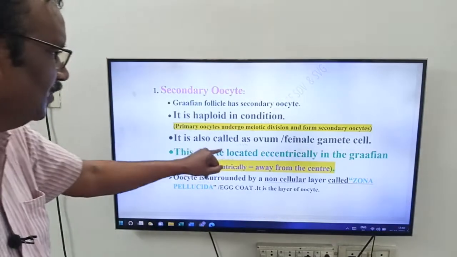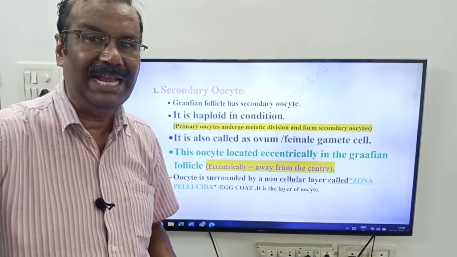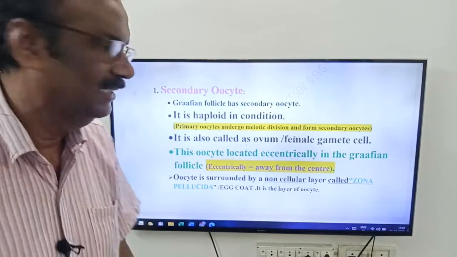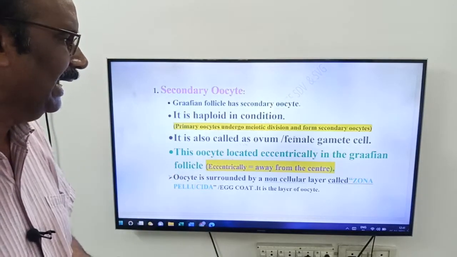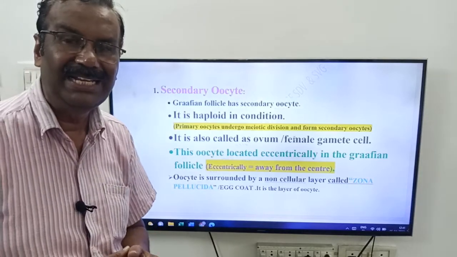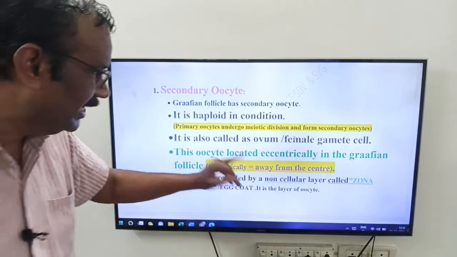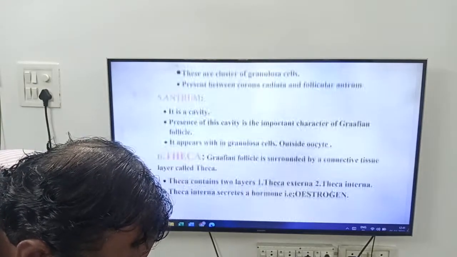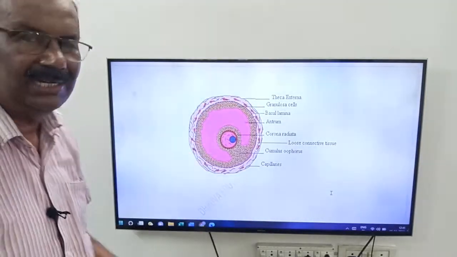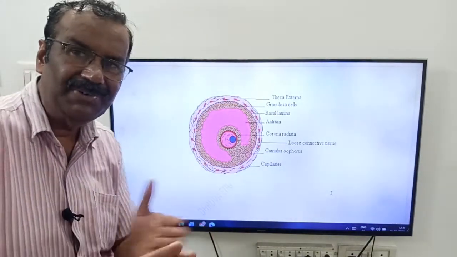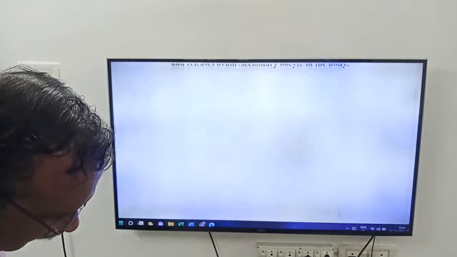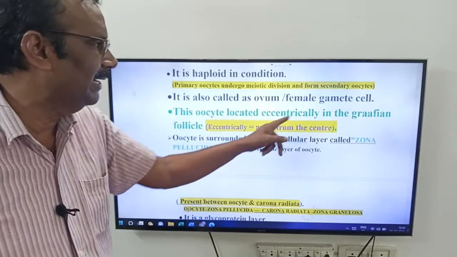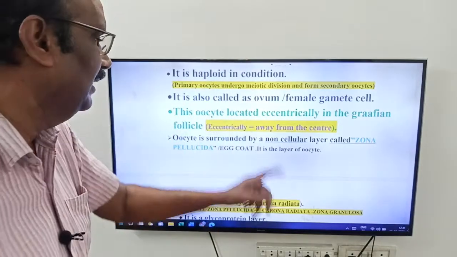Okay, friends. Now the secondary oocyte is also called ovum, female gamete or egg cell. Next, friends, this oocyte is located eccentrically in the Graafian follicle. What does eccentrically mean? It is not in the center, friends. It is away from the center. See here in this image, it is not in the center. It is present eccentrically, away from the center, in the Graafian follicle.